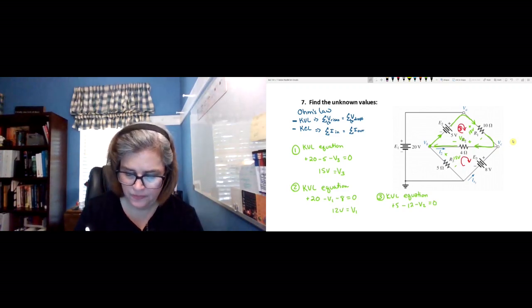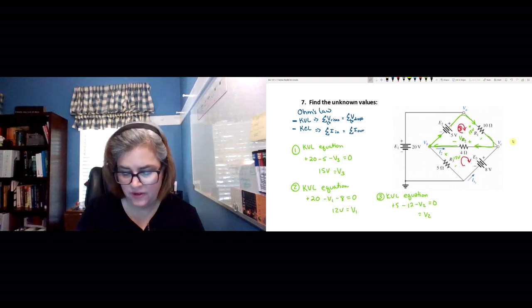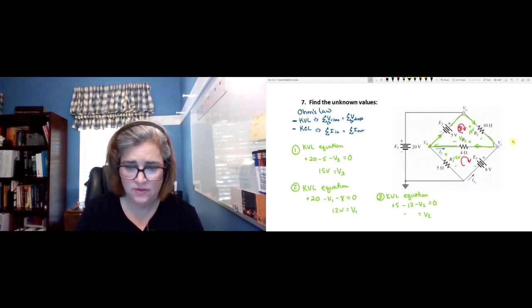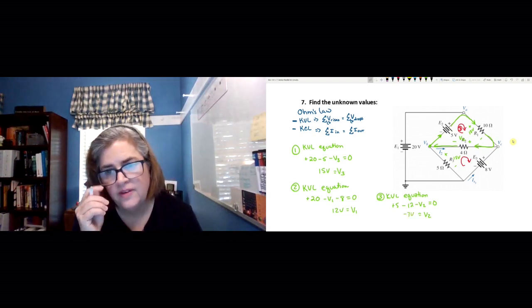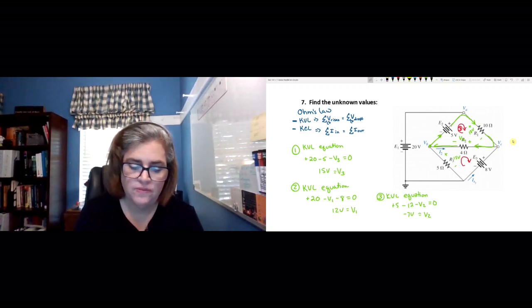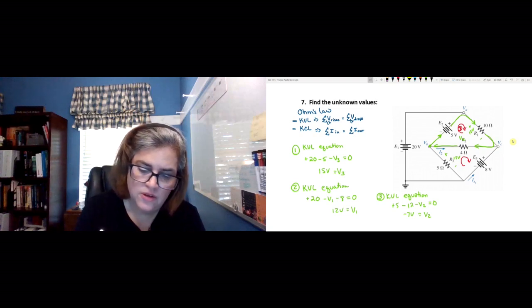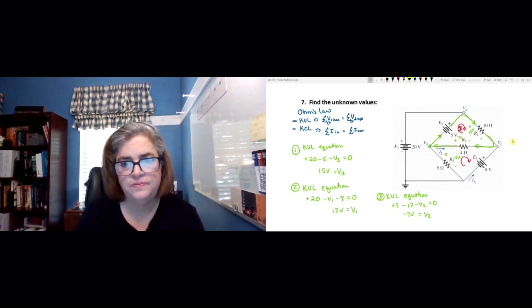And let's solve for V2. So when I move V2 to the other side, it becomes positive. And now look, I've got a negative 7 volts. So what that means is I do have a drop of 7 volts there, but it's in the opposite direction. So what I'm going to do is take away my directions and draw it in the other way. It's actually a drop in this direction.